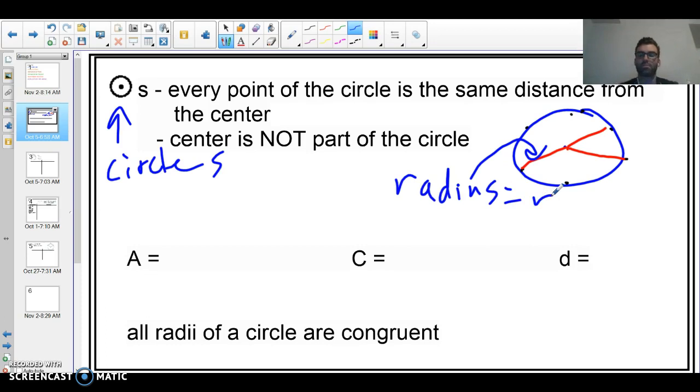So let's pretend that we wanted to find the area of a circle. Now you may have seen the formula for the area of a circle in your previous math classes, but that is pi times r squared. Your radius is r. That's why I wrote it here, r. Okay, that's to find the area of a circle.